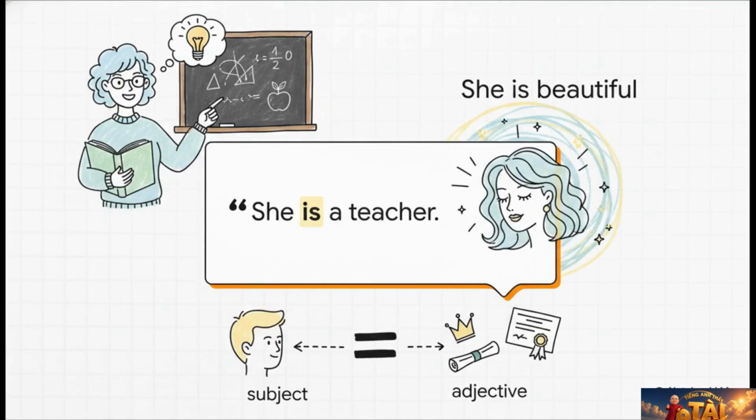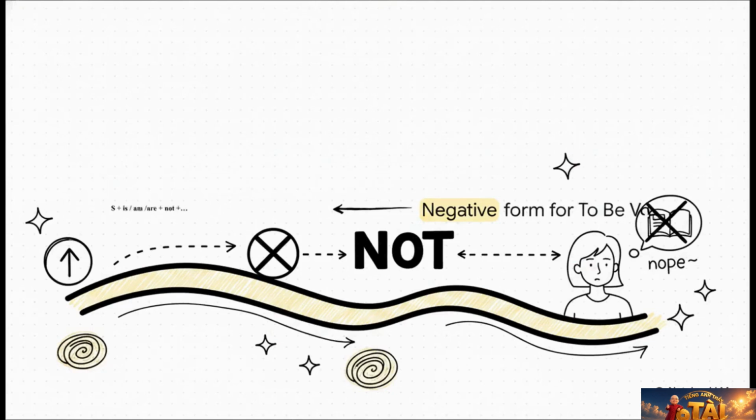These to-be verbs effortlessly describe a profession or a characteristic. For example, she is a teacher, or she is beautiful. The word is acts exactly like an equal sign in math, just directly connecting the subject to the noun or adjective describing it. Making a negative formula here is also an absolute breeze.